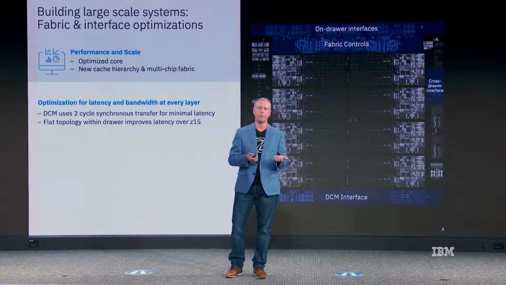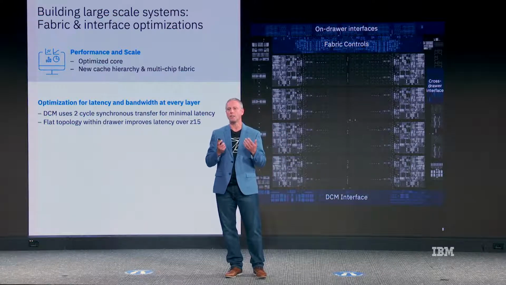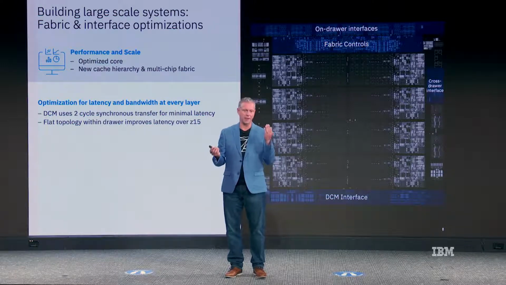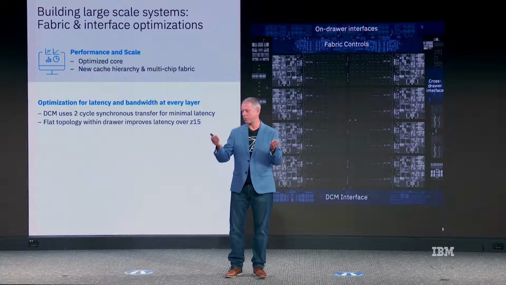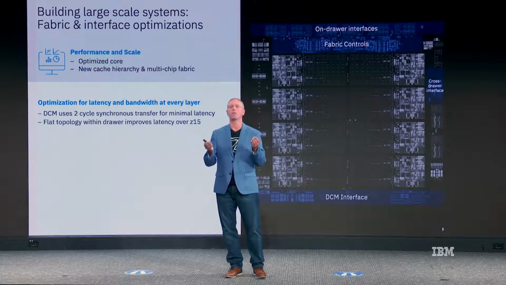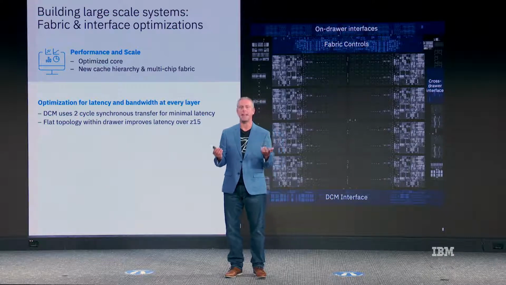I'll just mention 2 here. The dual chip module uses a 2-cycle transfer path between the sending chip and the receiving chip, meaning we can send data out of one chip and receive it in a latch on the other chip with just a 2-to-1 clock in between. We achieve that by having perfectly synchronized clock grids on the 2 chips of the DCM.